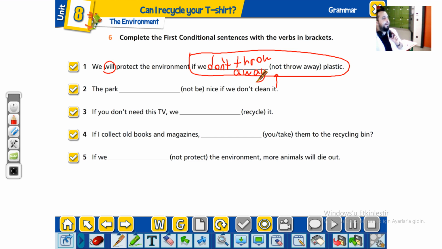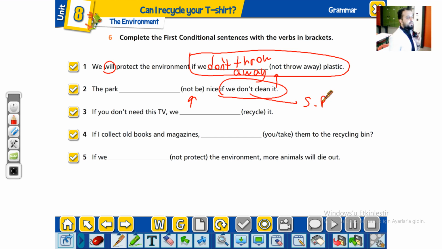Let's look at the second one. The park, not be is given to us. Nice, if we don't clean it. Be careful again. The clause we used if is our conditional clause. In the conditional clause we will use simple present tense. It's already used. And in the result or main clause, we are going to use will future we said. The park will not or won't be nice if we don't clean it. Eğer temizlemezsek park hoş olmayacak diyor.